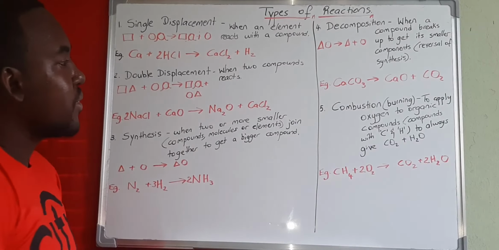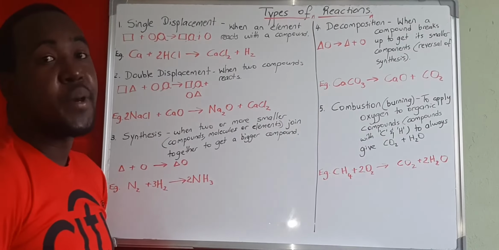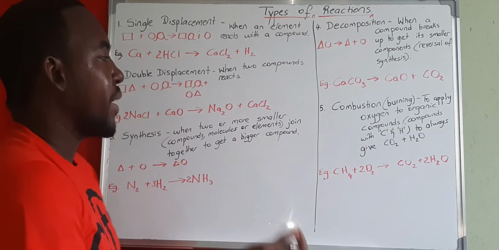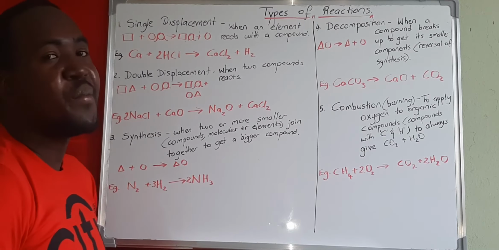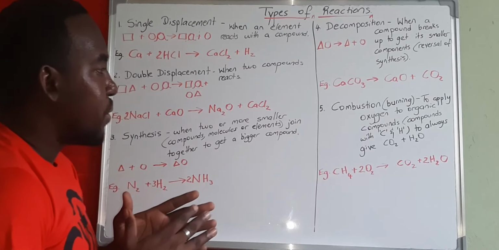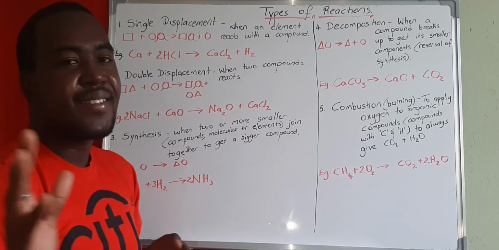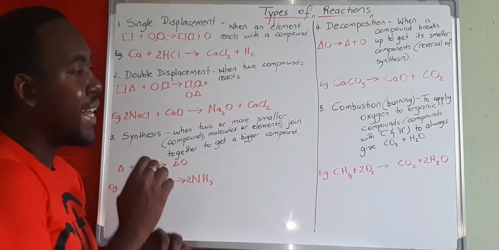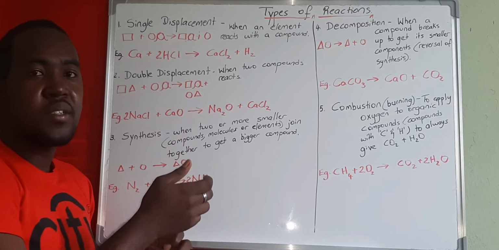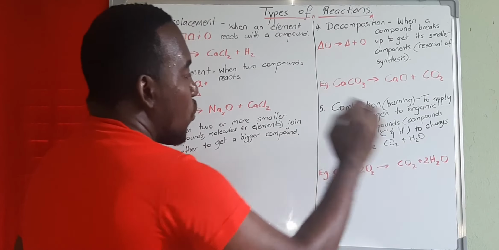And then our final reaction is combustion, or simply burning. So combustion is applying oxygen to an organic compound. Organic compounds are compounds that have C and H. So once a compound has carbon and hydrogen, whatever else is on it doesn't matter. Once it has a C and an H, and oxygen is applied to it, then that's a combustion reaction. And it always gives carbon dioxide and water.